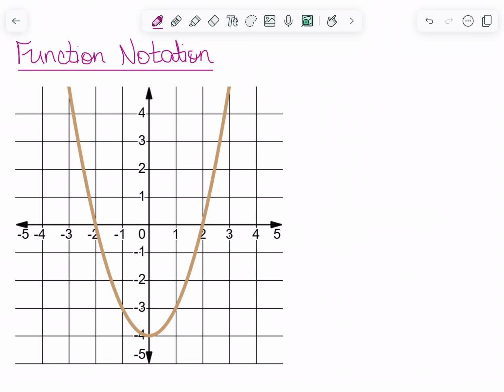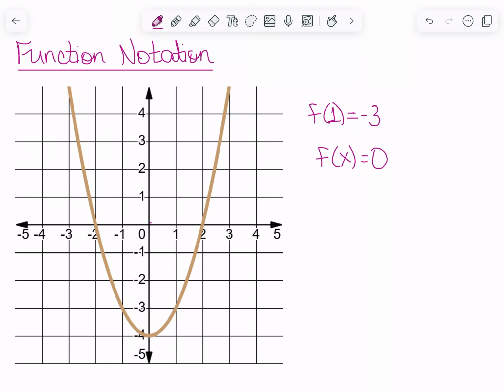These types of evaluations can also be pulled off of a graph. So let's consider this graph of f of x. Let's suppose we want to know the value of f of 1. This means we go over to 1 on the x-axis, and then determine the appropriate y value, which in this case would be negative 3. So we have that f of 1 is equal to negative 3.